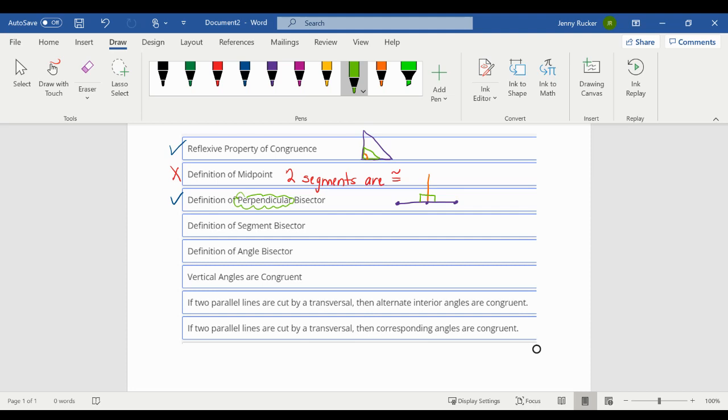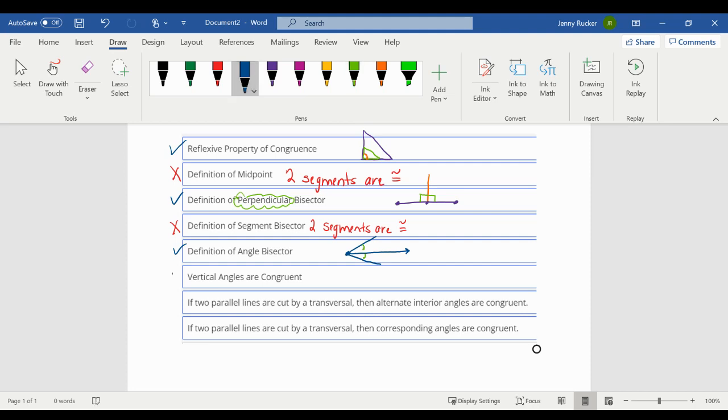The definition of segment bisector cannot be used to show that two angles are congruent because we are taking a segment and cutting it into two pieces. Therefore, we're getting two segments are congruent, not angles. Definition of angle bisector can be used to justify that two angles are congruent to each other. So if we have an angle and it is bisected by a line or a ray, we can say that these angles are congruent to each other.